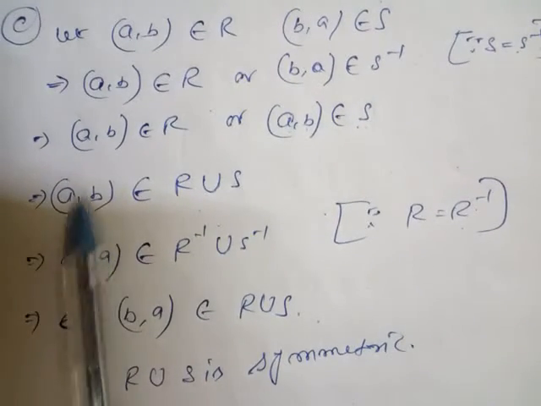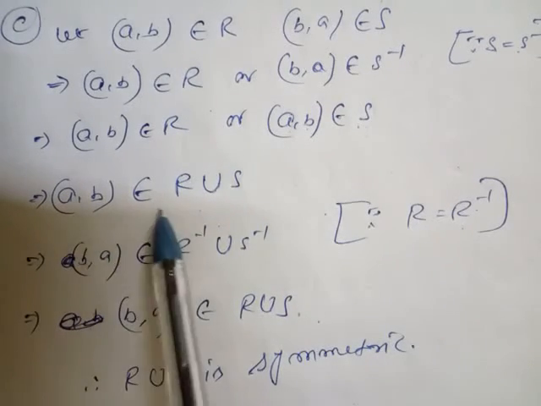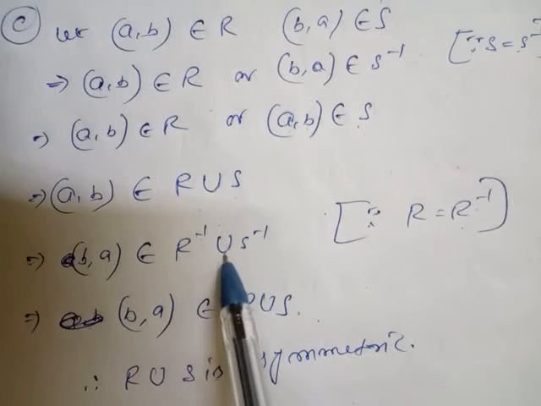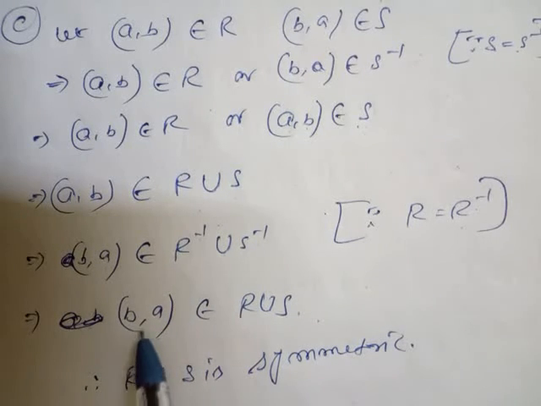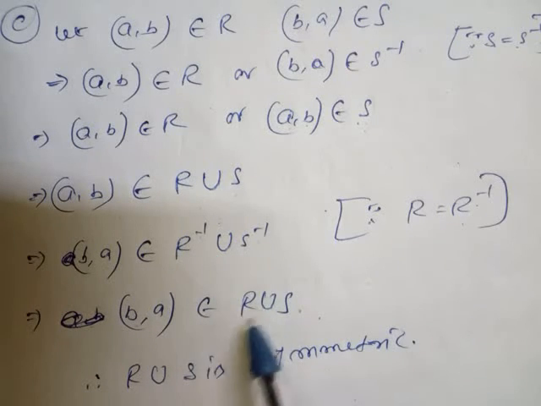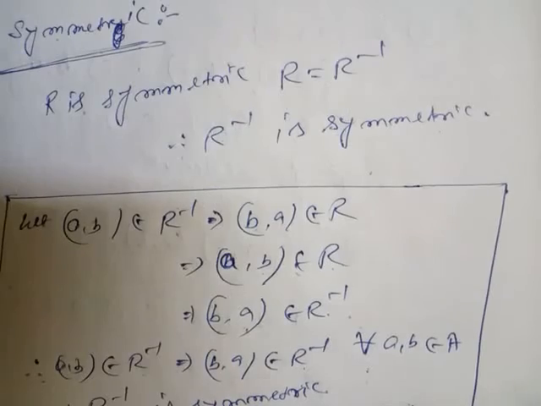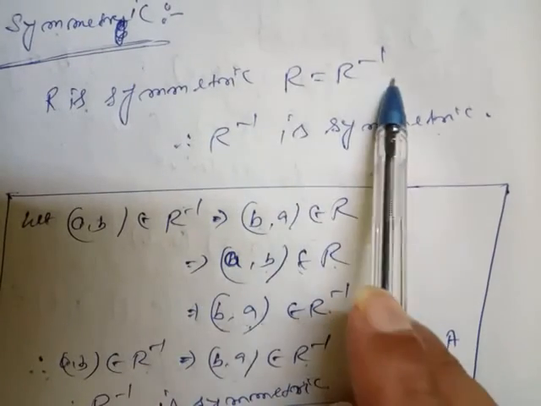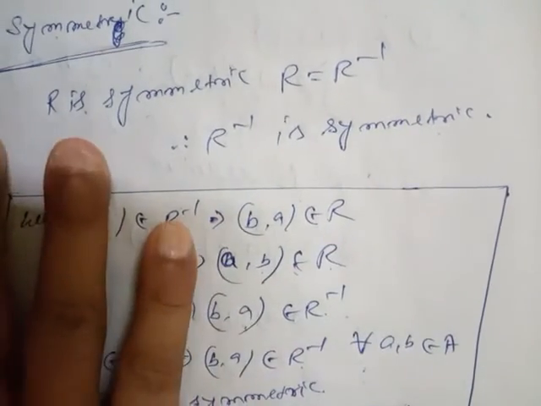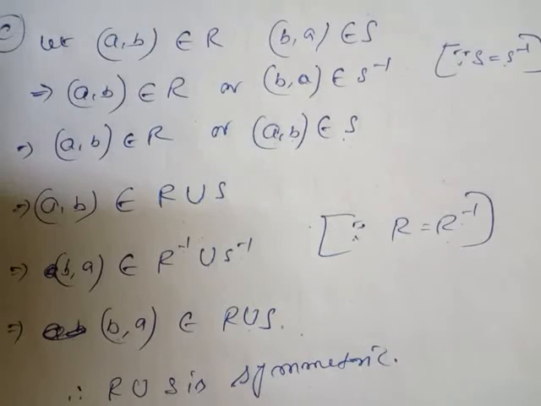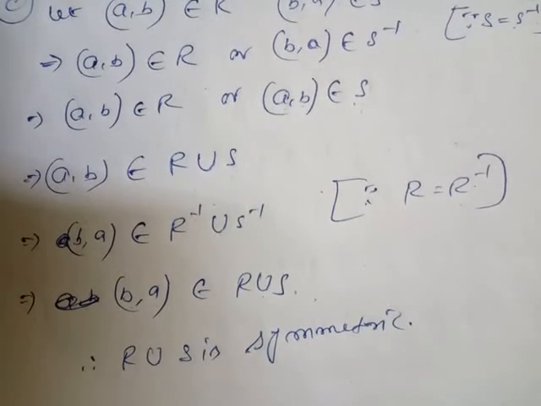Now (a, b) belongs to R, (a, b) belongs to S, which means (a, b) belongs to R union S. Now look, (b, a) belongs to R inverse union S inverse. Since R equal to R inverse, then (b, a) belongs to R union S. So R union S is also symmetric. But why has this formula come now? Look, if R is symmetric, then R equal to R inverse, which means R inverse is also symmetric. If S is symmetric, then S equal to S inverse, then S inverse is also symmetric, using this formula only. So 9c is over.